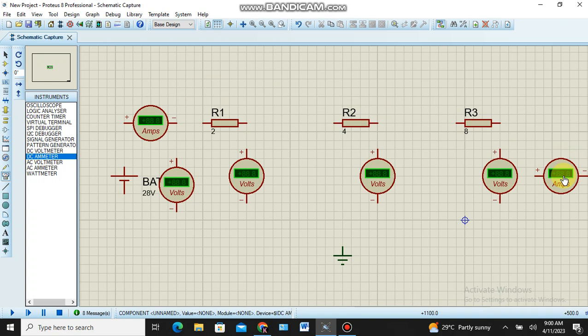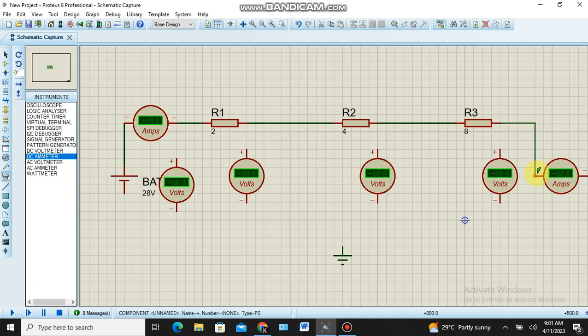So I take two ammeters: one I will connect at the input, where the current enters, and one at the end, where the current leaves. I have to show that both currents will be the same. So now we have to connect everything accordingly.